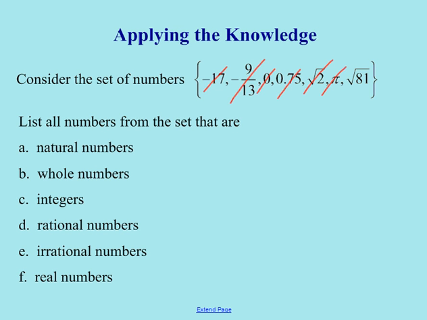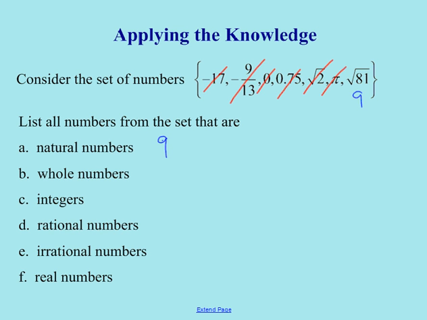The square root of 81, this is an interesting one. At first glance, it does not appear to be a counting number, but hopefully you recognize 81 is a perfect square. And the square root of 81 is actually also the number 9. And 9 is most definitely a counting number. Therefore, it is a natural number.